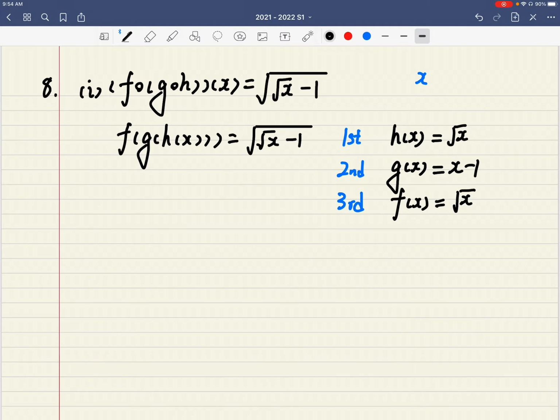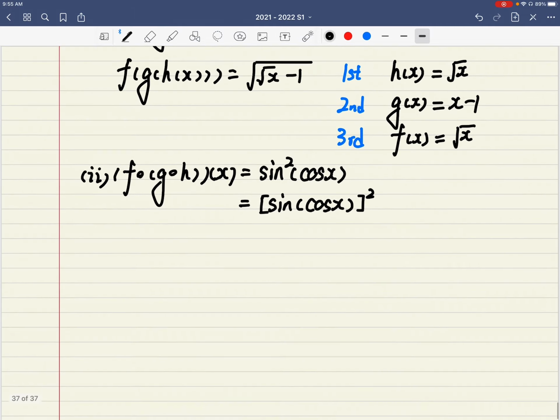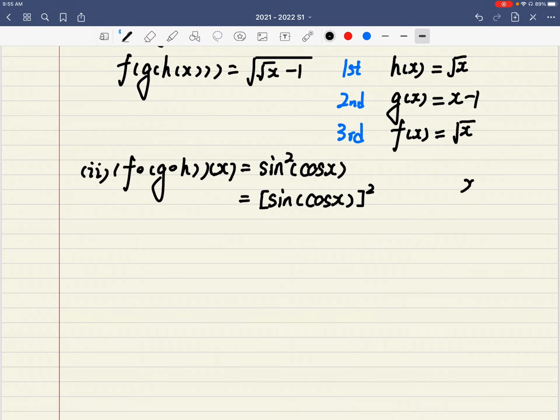For part 2, it's the same analysis. f(g(h(x))) is equal to sine squared of cosine x. To make it clearer, it's sine of cosine x, the whole thing squared. Again, given an x, what's the first thing you do? What's the first step?